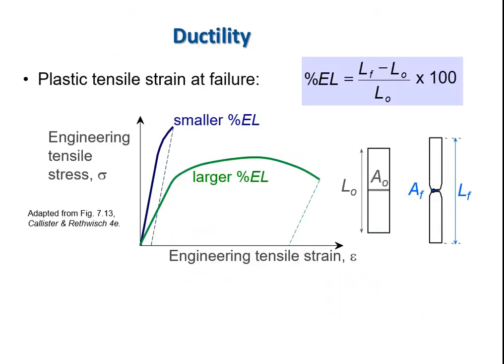Ductility. So how far does something deform? How much strain do we get before we fracture? So ductility is literally defined as strain at failure. It has a verbal definition on this slide as plastic tensile strain at failure, but our percent elongation is defined by the length at failure, or the cross-sectional area at failure, minus the original length or cross-sectional area, ratioed to that original length or cross-sectional area. So a real good practical definition of ductility is literally engineering strain at failure.